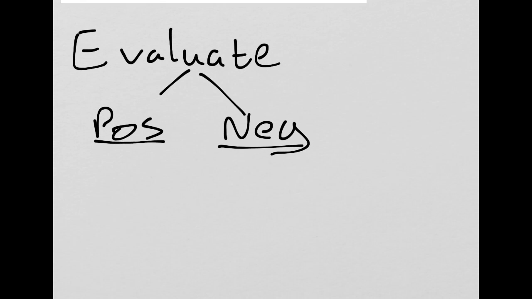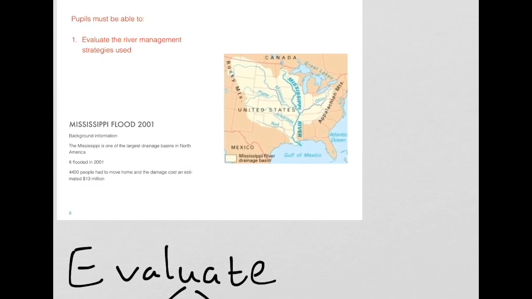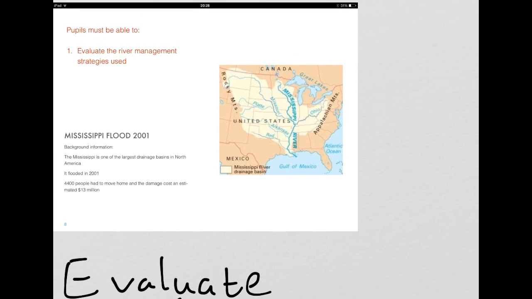And the absolute best candidates who score top level 3 will also give some sort of own or personal opinion in a sort of conclusion or summary at the end. So I'm looking for three things when I see this command word: positives, negatives, and own opinion. And the other aspect that they mention is the river management strategies used.